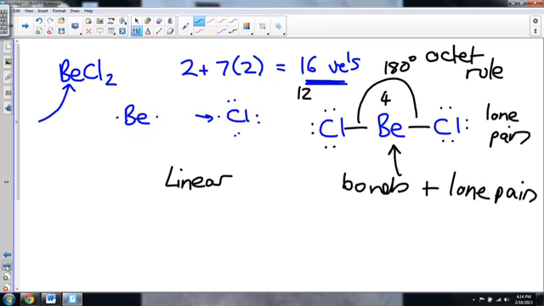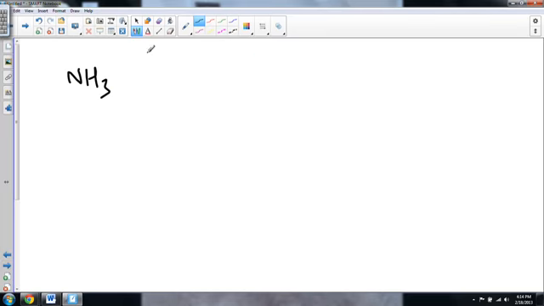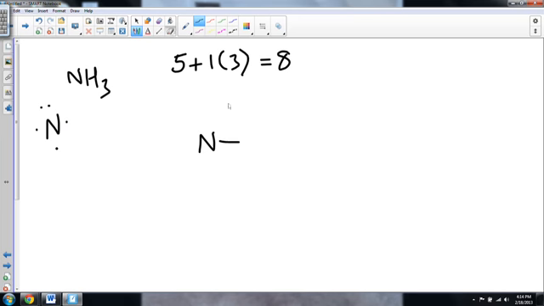Let's look at valence electrons again. Nitrogen is in group 5. Hydrogen is in group 1. This gives us 8 valence electrons that we have to play with. Because nitrogen's in group 5, as we've previously said, it forms 3 bonds. Hydrogen only forms 1, so our structure is going to look something like this, where we've got nitrogen with 3 hydrogens around it. We do exactly what we did before. We stick the bonds on.